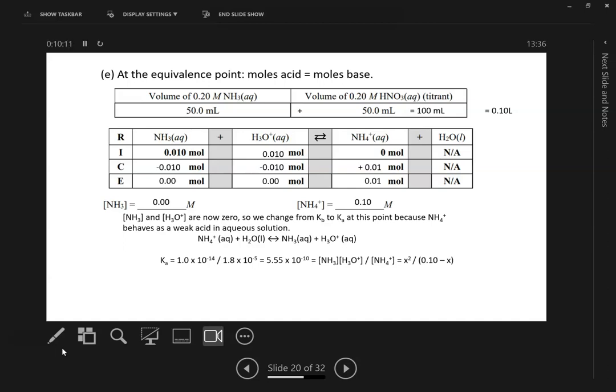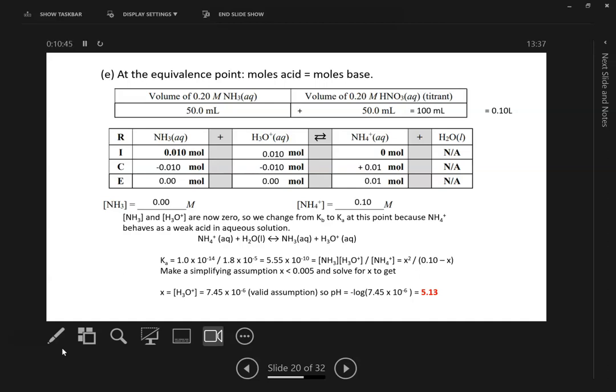I don't know how much I've got now at this point, so that's x. And in my denominator, I have 0.1 minus x. So I'm going to make my simplifying assumption, because at this point, Ka is really small. So I'm pretty confident that I can make a simplifying assumption. When I do, I solve for x, and I get 7.45 times 10 to the minus 6, which is definitely a valid assumption.